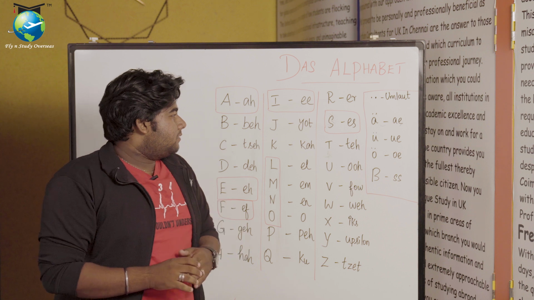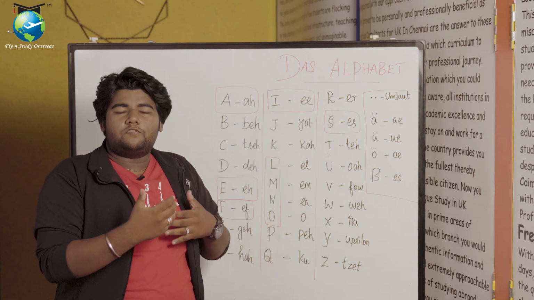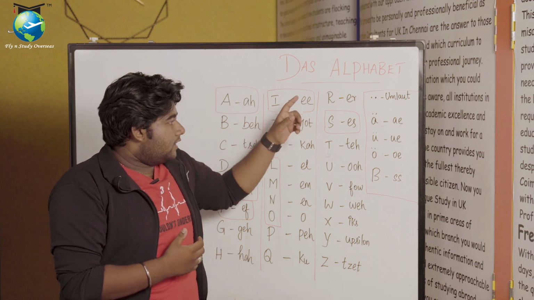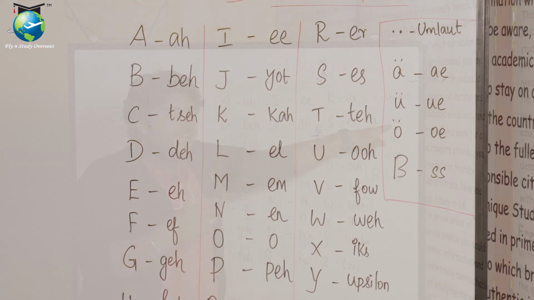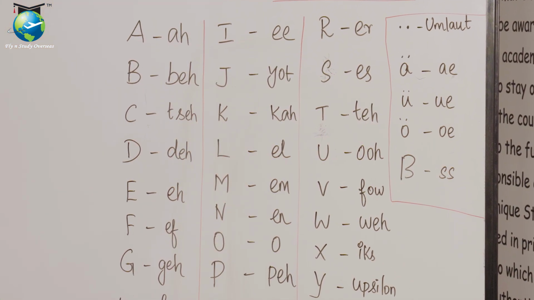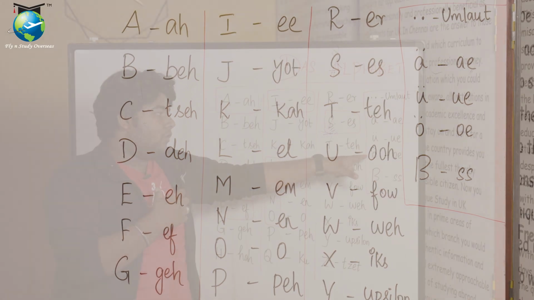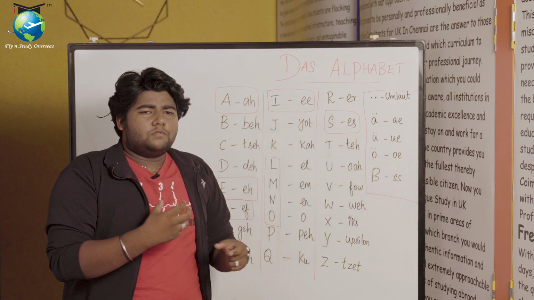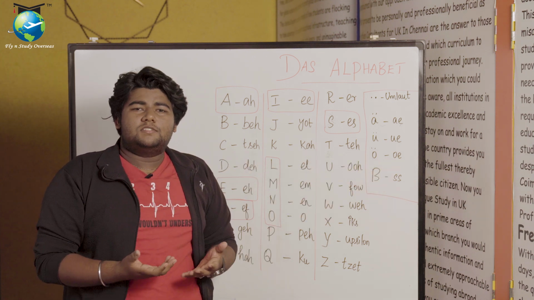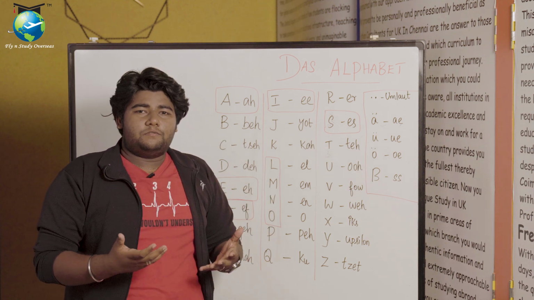Okay, and there are some full forms for these umlauts. There's a short form and a full form for these umlauts. Like if you're going to write A umlaut, then the full form for A umlaut is AE. And for U umlaut, the full form is UE. And for O umlaut, the full form of O umlaut will be OE. So you may ask, why do I have to use these full forms, these short forms? What's the difference between them?